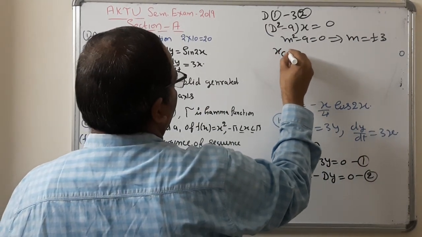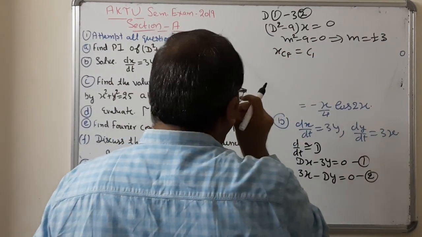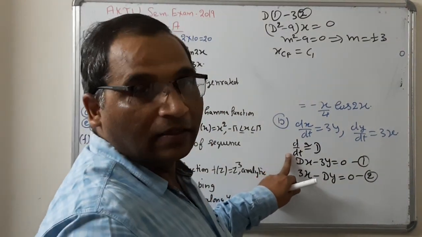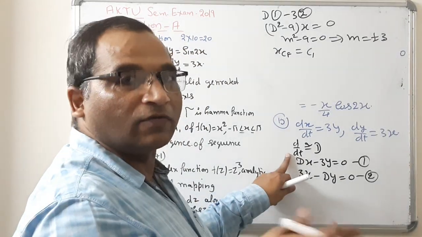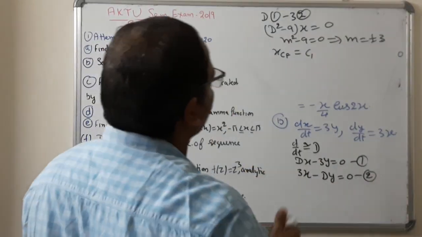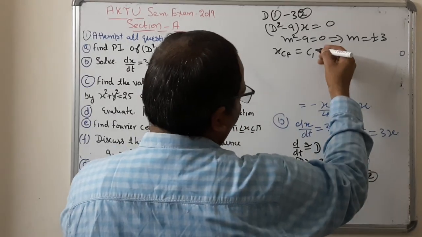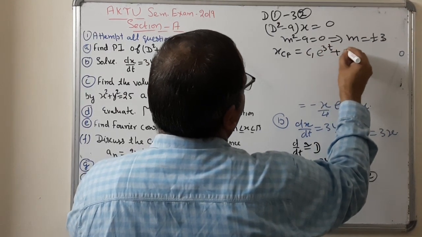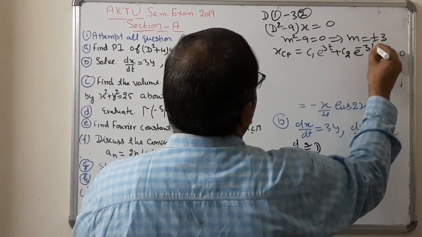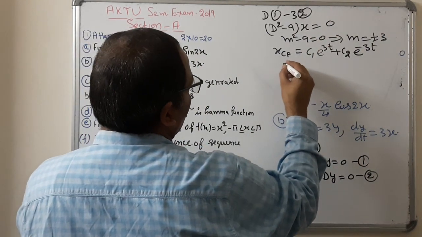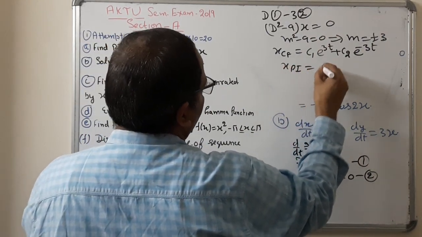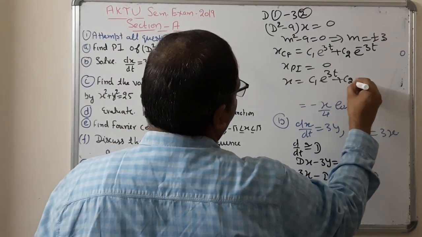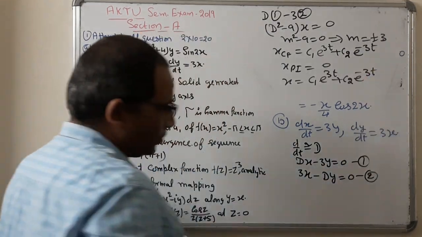So x CF is equal to C1, because here the independent variable is t, write the answer in terms of t. In general, students write in terms of x, that's why the marks will be cut, always marks are cut. So write this in terms of t: C1 e to the power 3t plus C2 e to the power minus 3t. Because the right hand side is 0, x PI is equal to 0, so x is equal to C1 e to the power 3t plus C2 e to the power minus 3t.